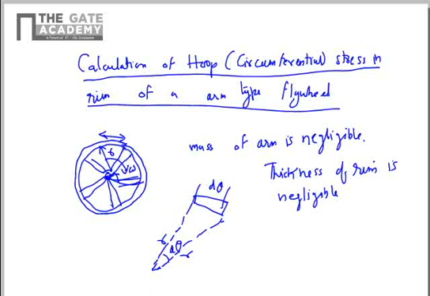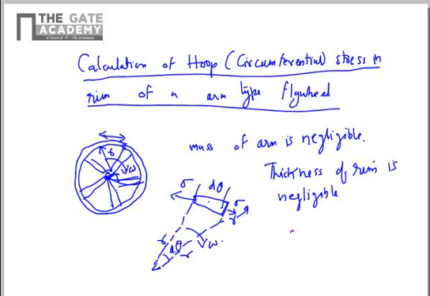So we will consider that there is no variation along the radial direction. This is the radial direction, and things are constant along it. If the hoop stress, that is the circumferential stress, on this element is sigma, how can we calculate it in terms of the mass of the rim per unit volume and the rotational speed omega?